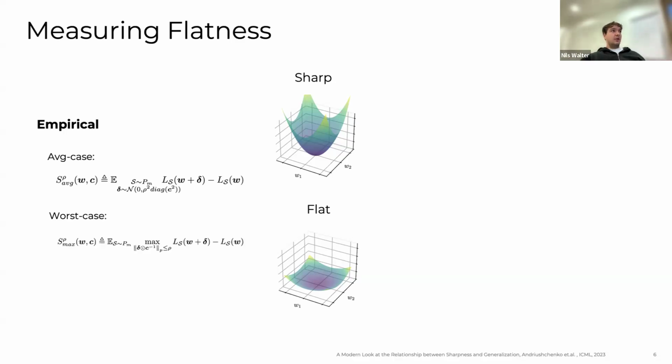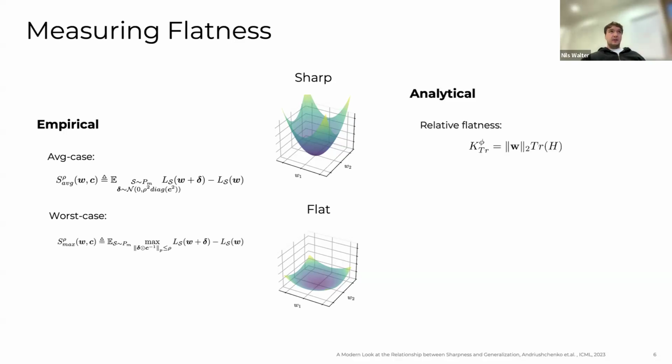And there is also this worst-case flatness measure, where you take an adversarial step in the weight space and then measure the difference. Now, although this is intuitive and quite nice, the problem is that if you want to do proofs with that, it gets a bit hard.